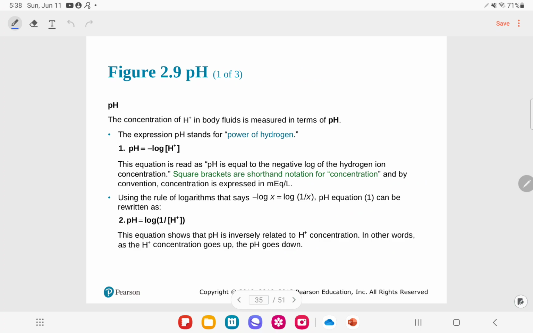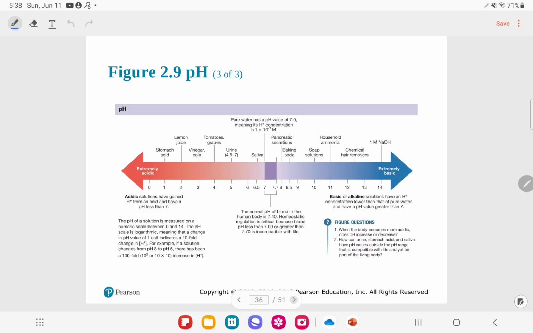And so again, the concentration of hydrogen ions in body fluids is measured by pH. pH stands for the power of hydrogen. This equation is read as pH equals the negative log of the hydrogen ion concentration. Remember that square brackets are just a shorthand notation for concentration. We just use the brackets to denote the concentration of something.